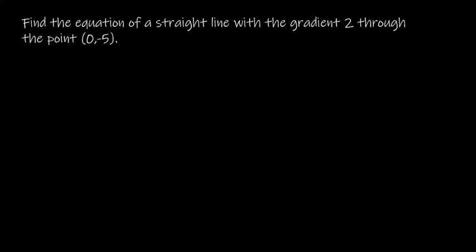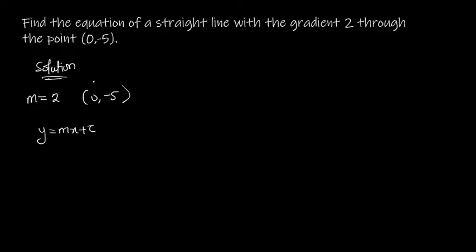Alright, so let's go ahead and look at an example. We have to find the equation of a straight line with gradient 2 through the point (0, -5). I'll be using the two methods in this case. So let me write down my solution. I've been told that my gradient m is 2 and my point is (0, -5). Now when I'm using the equation of a straight line y is equal to mx plus c, the first thing I need to do is to calculate the value of my constant, or c.